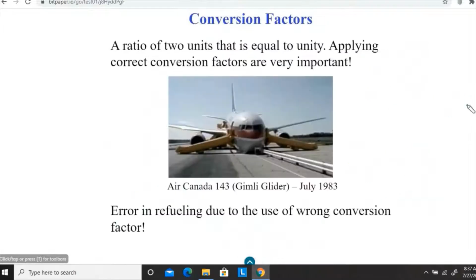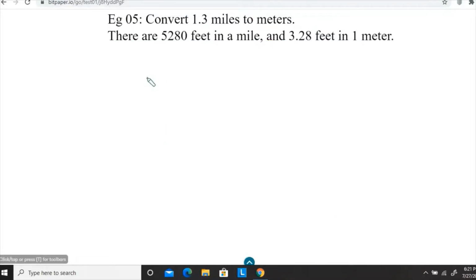So a conversion factor can be defined as a ratio of 2 units that is equal to 1 or unity. You'll see that applying the correct conversion factor is very important because if you apply the wrong conversion factor, that could end up in a huge disaster. So you can look up this incident and it basically happened due to using an incorrect conversion factor during the refueling process of this plane.